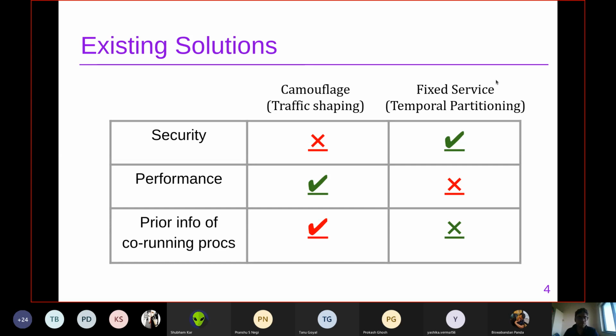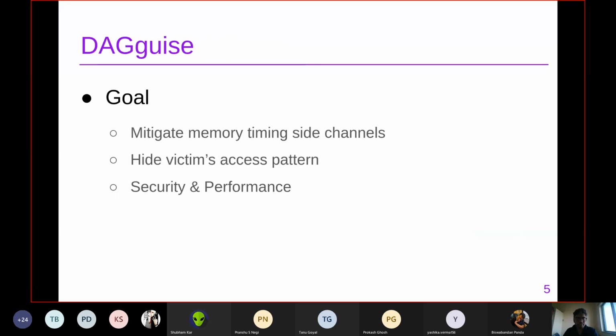Second, we have Fixed Service, which takes the approach of temporal partitioning, basically having fixed timing slots for issuing memory requests. It does provide security on all timing resolutions. However, since the timing slots are fixed at some intervals, it's not really performant enough. But it also doesn't require any information of the processes which will run simultaneously with the process we want to protect.